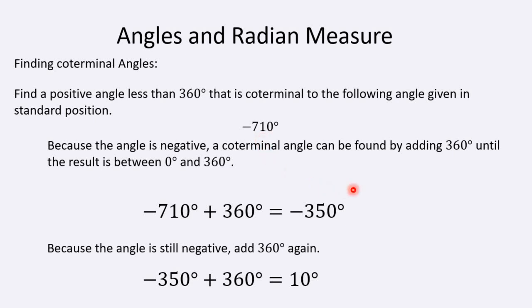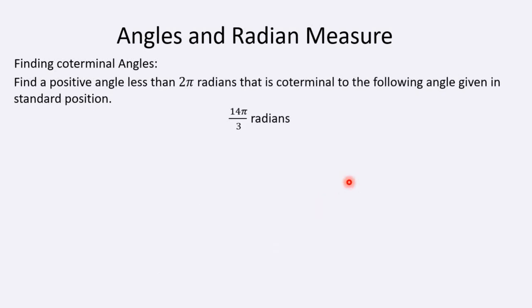All right, let's do the same thing now for an angle measured in radians. So this angle is measured in radians, and they want me to find a positive angle less than 2 pi that is coterminal to the angle given here in standard position. So less than 2 pi. 2 pi is 1 revolution, so they want a positive angle within the first revolution. This is not within the first revolution. 14 divided by 3 is like 4 2/3. It's way more than 2 pi. So it's like 4 and change pi.